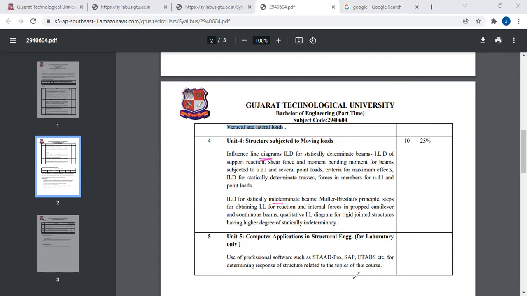Is there any question regarding the syllabus? No sir. Chalo, fine.